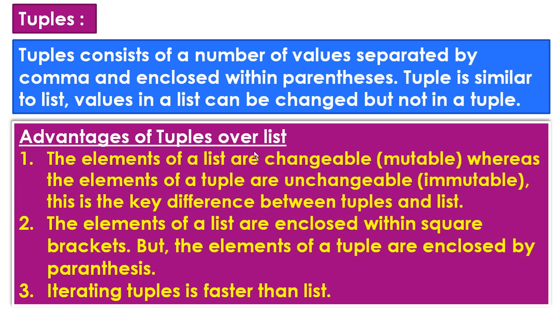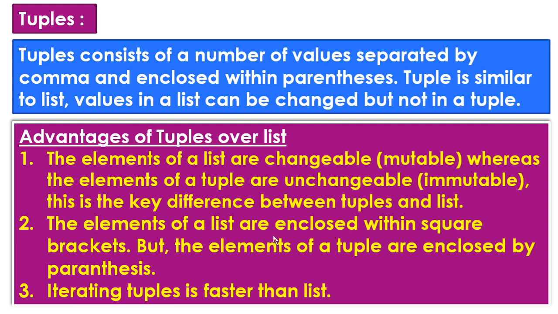The advantages of tuples over list. What are the advantages of tuples over the list? The elements of a list are changeable, that is mutable, whereas the elements of a tuple are unchangeable, that is immutable. In the list we can change the elements, but in tuples we cannot change the elements. This is the key difference between tuples and list.